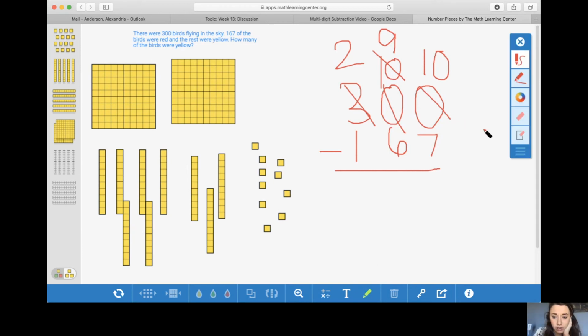So we're going to start by taking away the ones. 10 minus 7. So we've got 10 ones. 1, 2, 3, 4, 5, 6, 7. That leaves us with 3 ones.